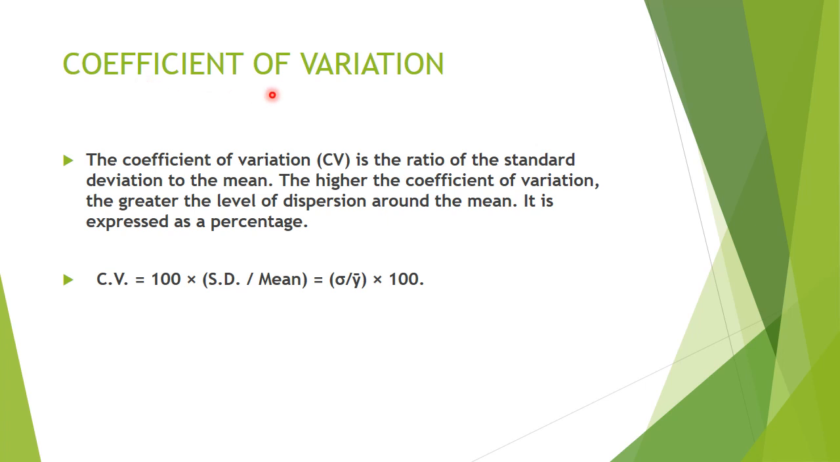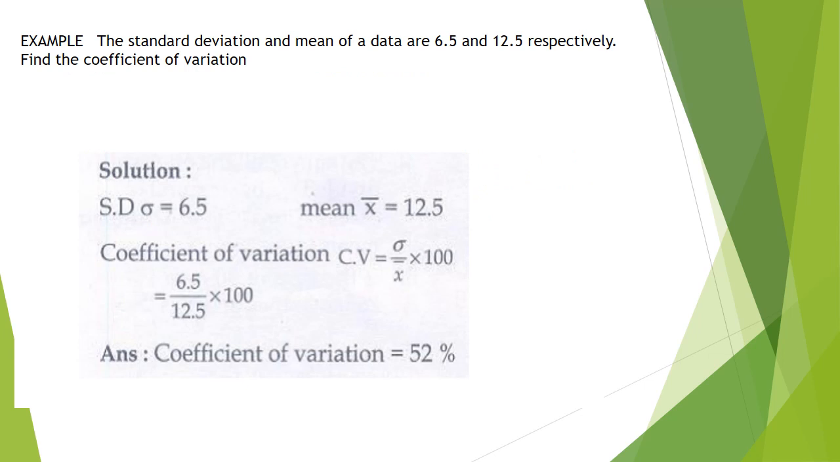Next is the coefficient of variation. The coefficient of variation is the ratio of the standard deviation to the mean. The higher the coefficient of variation, the greater the level of dispersion around the mean, and vice versa. It is expressed as a percentage. The formula of CV is 100 into SD upon mean, where SD is the standard deviation, that is, standard deviation upon mean into 100.